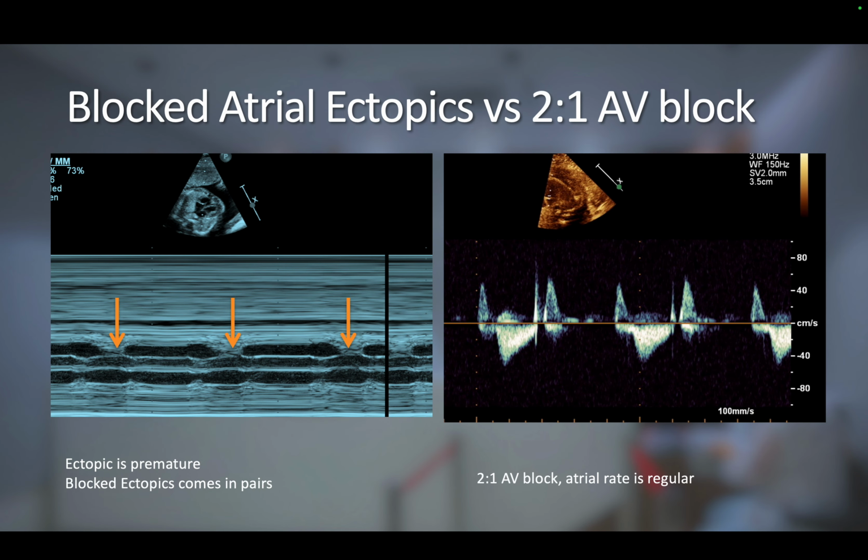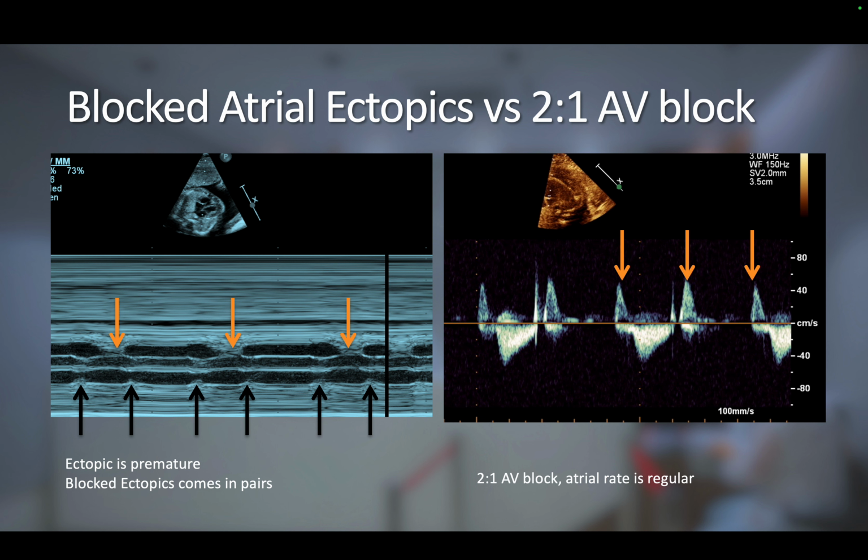Now, very first thing, as I told you, atrial ectopic means premature. So it's a premature beat. They don't come regularly. They come in pairs. So the premature beat is closer to the previous beat, and there is a compensatory gap before the second beat which comes, right? So this gives you an important clue that this is a blocked atrial ectopic coming in bigeminy and not a 2:1 block. While the 2:1 block would come absolutely regular.